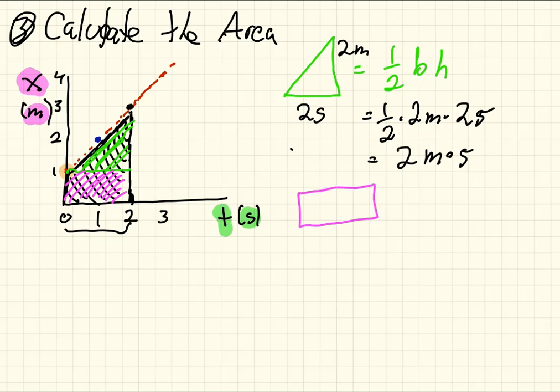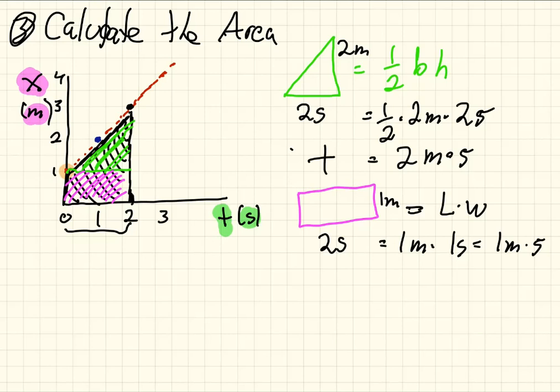For the rectangle, I see that its base is still the 2 seconds. Its height goes from 0 to 1, so it is 1 meter tall. And I know that the area would just be length times width, or base times height, however you want to think of it. And so I'd get 1 meter times 1 second equals 1 meter times second. And so the total area by adding would be 2 plus 1, so 3 meters times seconds would be the area.